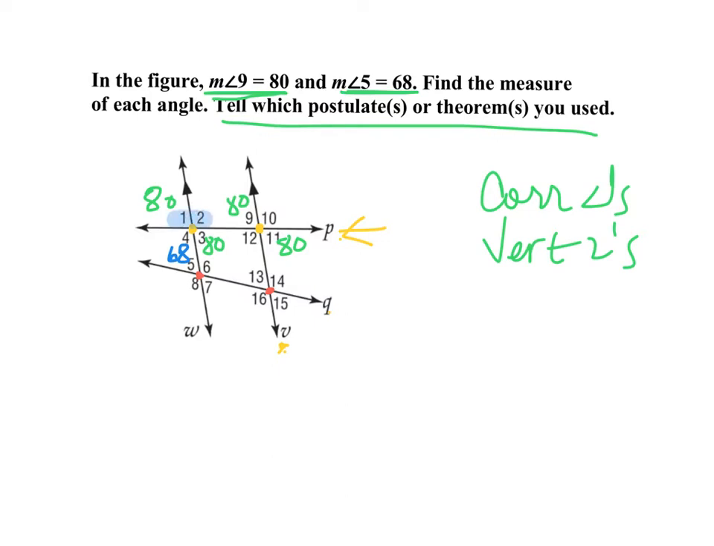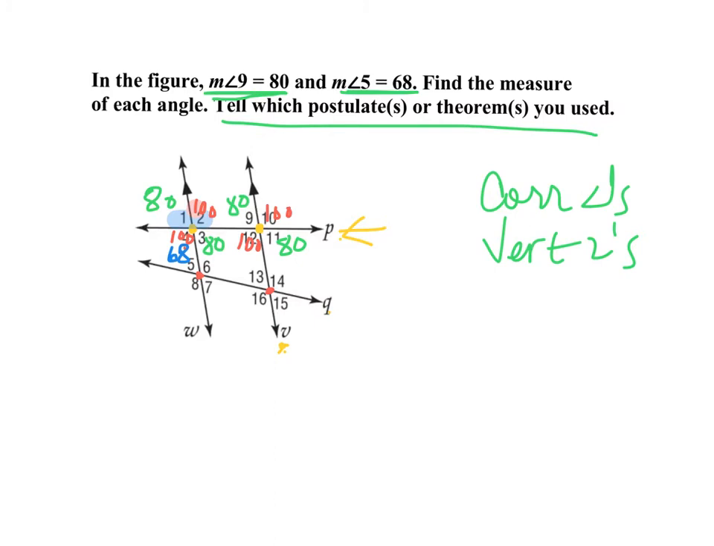Okay, those are supplementary angles. So we know we can take 180 minus 80 and get 100. 100 is our angle. So that means its vertical angle is 100, its corresponding angle is 100, and its vertical or corresponding to angle 4 is 100. So all of these angles are already figured out.